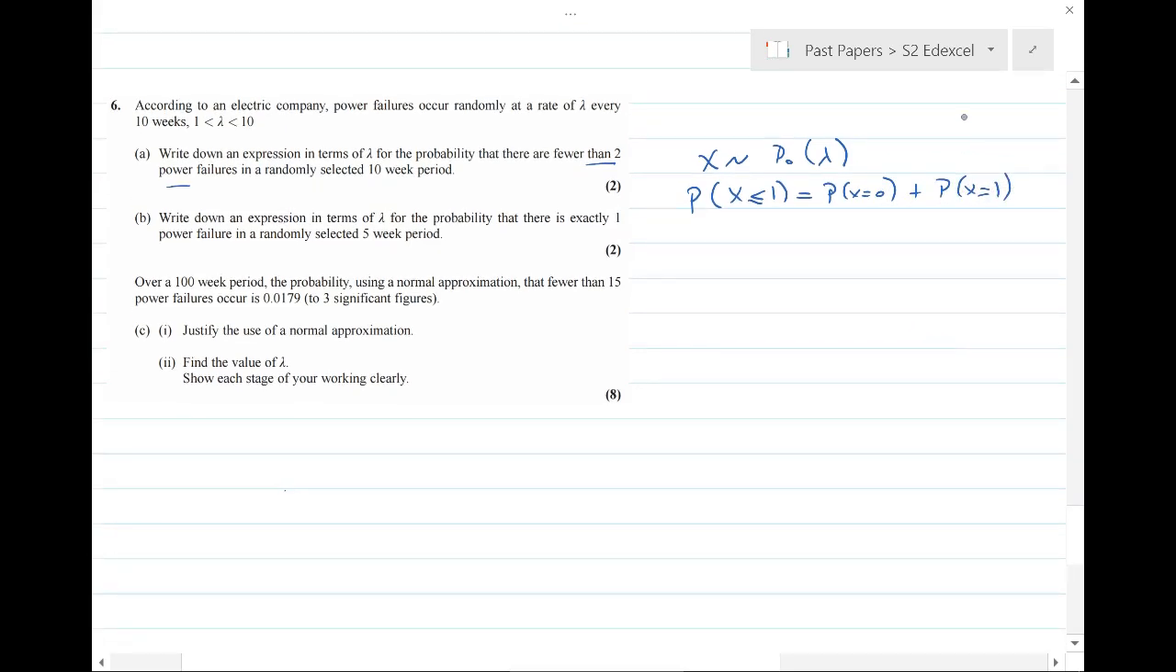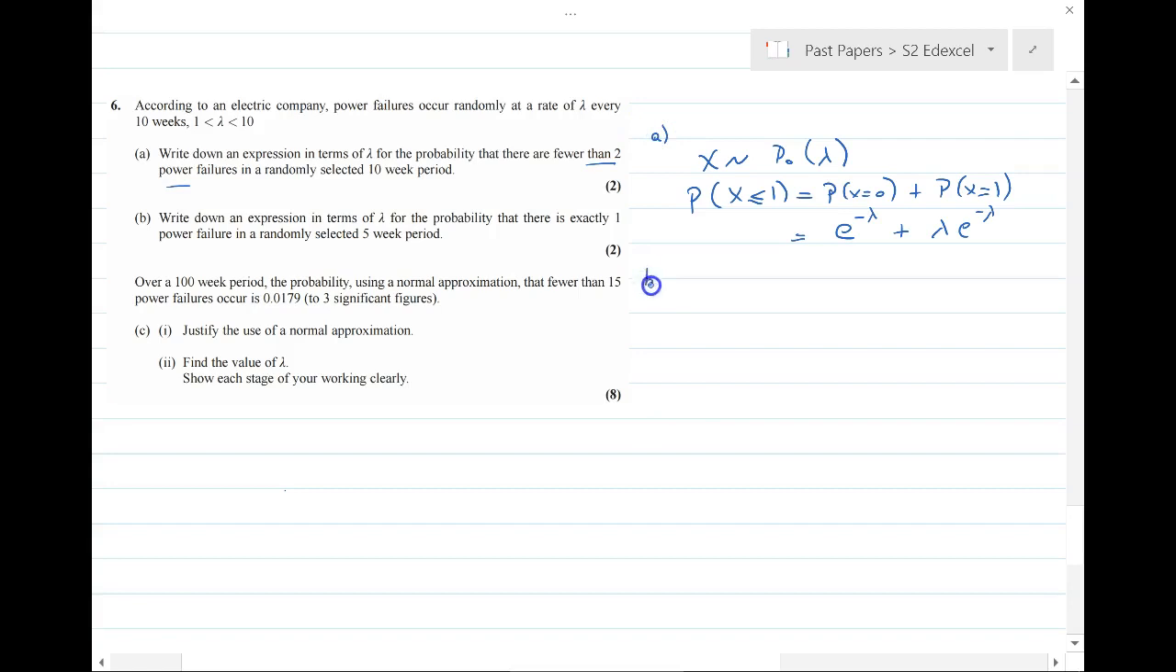Now the formula for Poisson, X equals r, is equal to e to the minus lambda, and then it's lambda to the r over r factorial. So if r is 0, that obviously reduces to e to the minus lambda. But if r is 1, then 1 factorial, and lambda to the 1 becomes lambda. So that's plus lambda e to the minus lambda. It's not necessary to write the formula, but there we go. That's the first part.